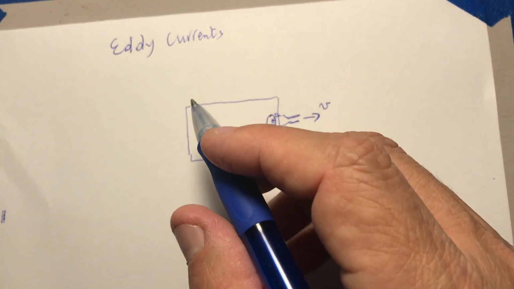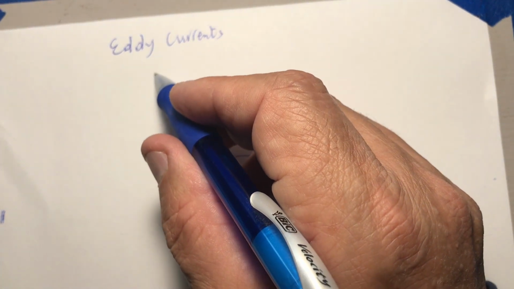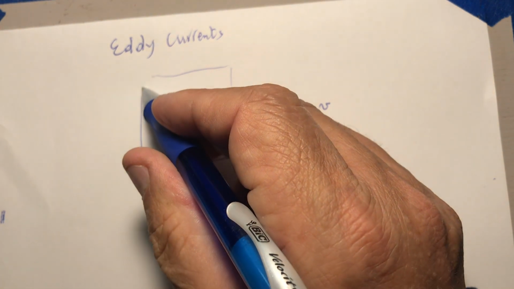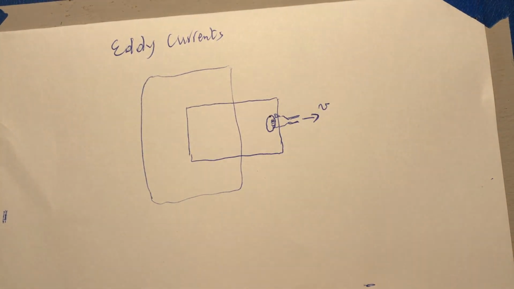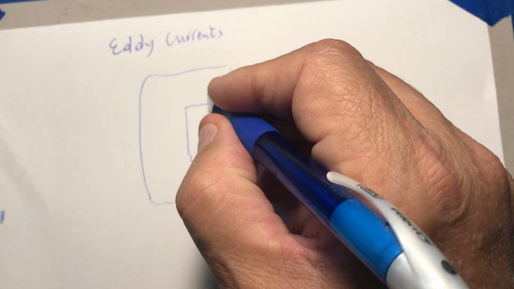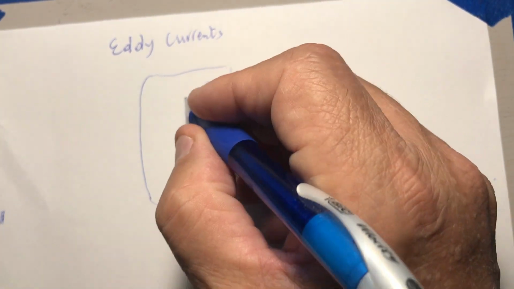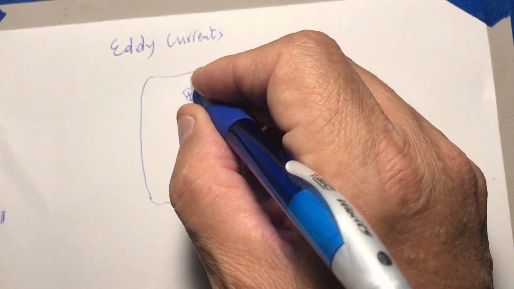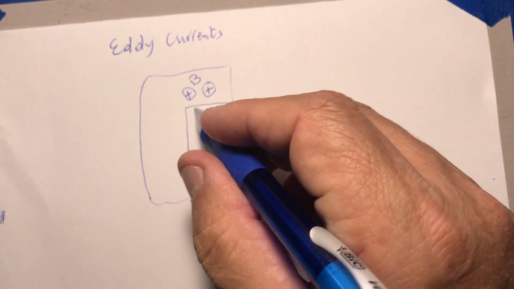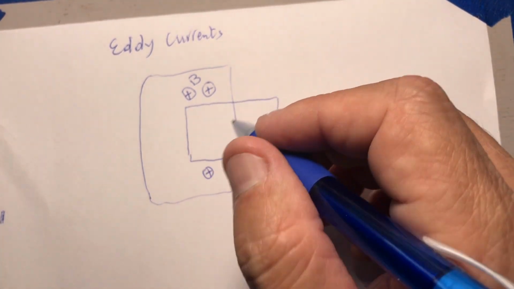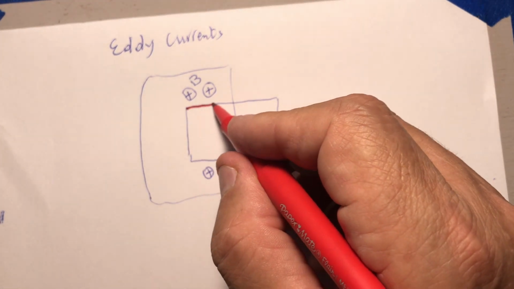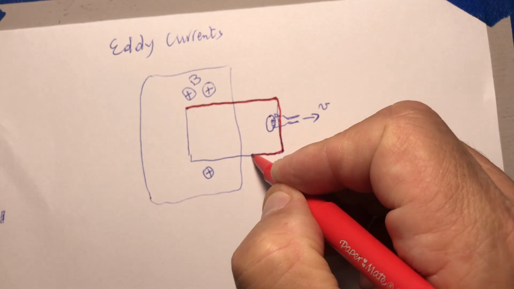And this slab of metal is in a region of magnetic field. Let's see, we have some magnetic field in this region here. Let's take the magnetic field to be going in, going onto the paper. Here is the B field. And this is the slab of metal.